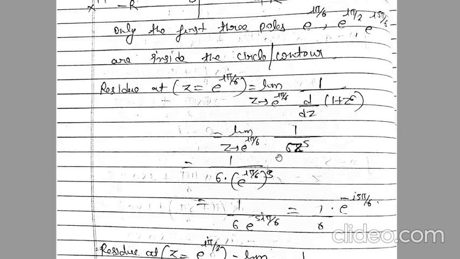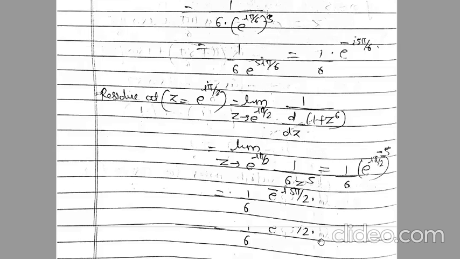So just put the value of z here. So you will get 1 upon 6 e to the power multiplication 5 i pi upon 6. So the final answer is 1 upon 6 into e to the power, in the numerator you will write minus i 5 pi by 6. Same as it is, residue at z is equal to e to the power i pi by 2.